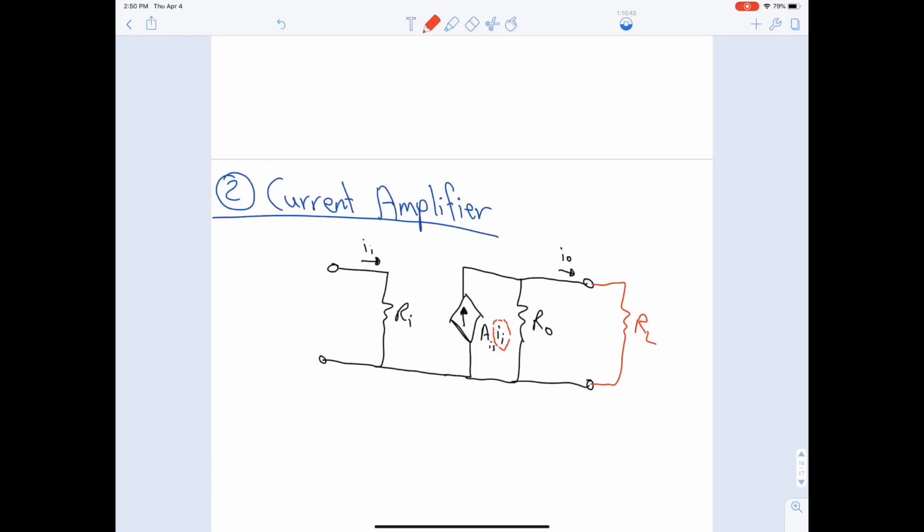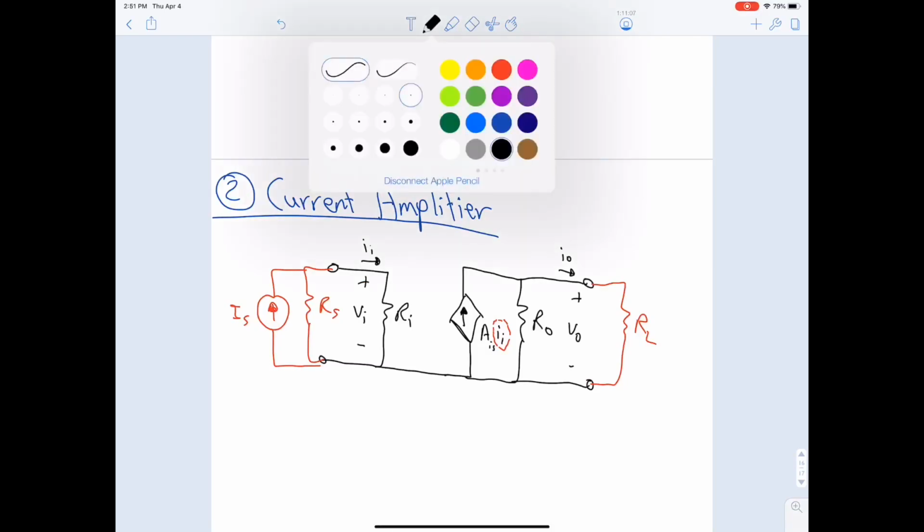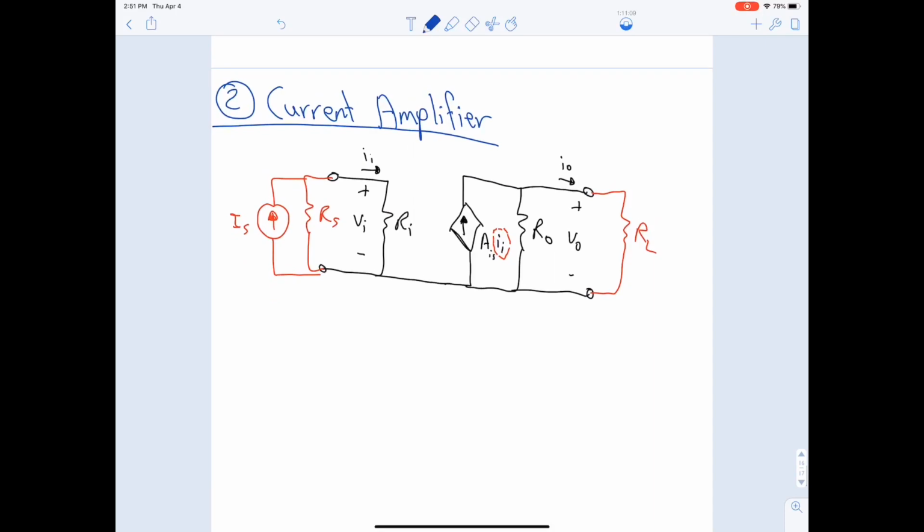It depends on a current. Therefore, we have to connect Norton. We have to connect the Norton equivalent and IS. Okay. Here we have the output, and here we have the input. Okay. Simple. If he asks me to find the voltage gain, what should I do?